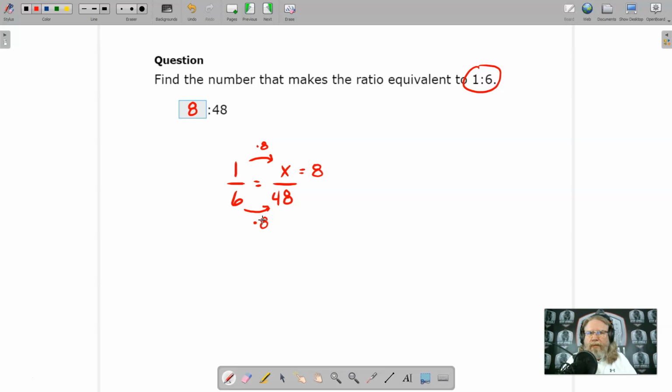Now, sometimes it may not be as obvious. Maybe you're like, I don't know what number times 6 equals 48. Well, you could always take the larger number, in this case 48, and divide it by the smaller number, which is 6, and then you would find out that 6 goes into 48 8 times, and so you realize that the factor that 6 is being multiplied by will give you the product of 48. So that's how we got from 6 to 48, by multiplying by 8, and we did the same thing to the numerator to find our missing value.